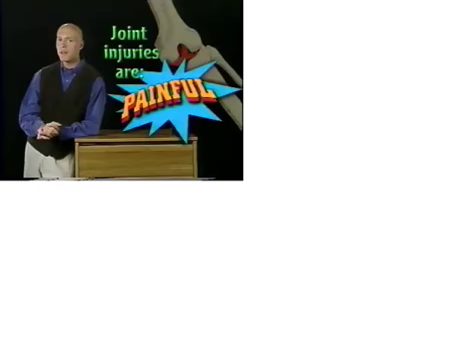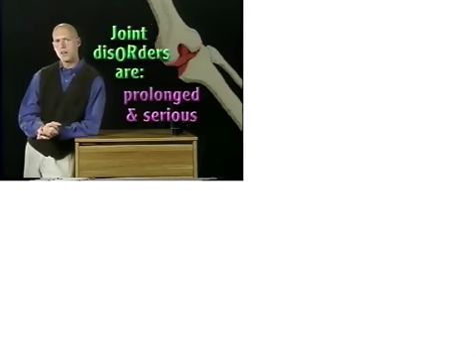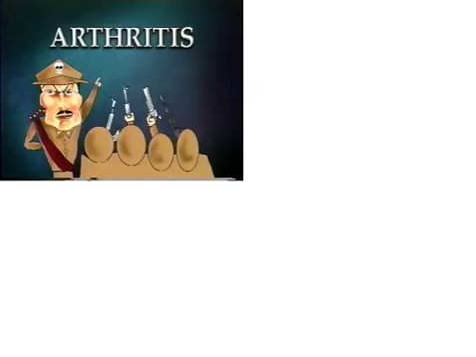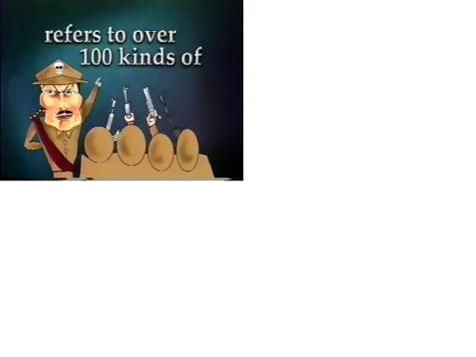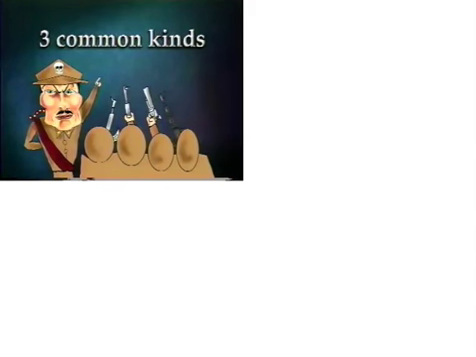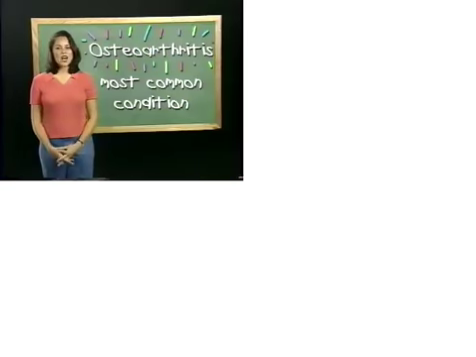Joint injuries are painful, but joint disorders are often prolonged and more serious. Arthritis is an example of a serious joint disorder. Arthritis is a general term that refers to over 100 different kinds of inflammatory diseases. There are 3 common kinds of arthritis: osteoarthritis, rheumatoid arthritis, and gout. Osteoarthritis is the most common condition.